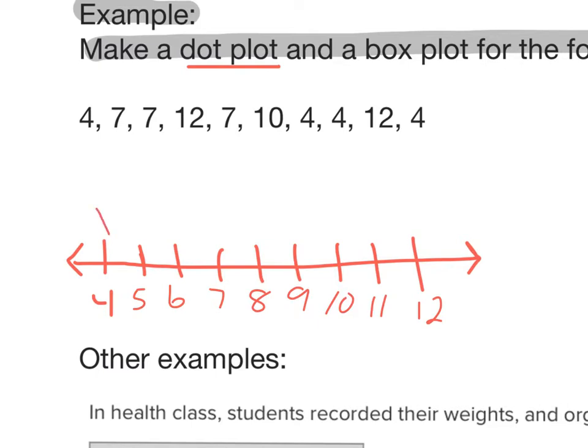So there's a 4. How many 4s are there? There's 4 of them. So I'm going to put those 4 and cross them out so I know I've done it. 4 4s. 3 7s, a 10, and 2 12s. That's a dot plot. There you have it.